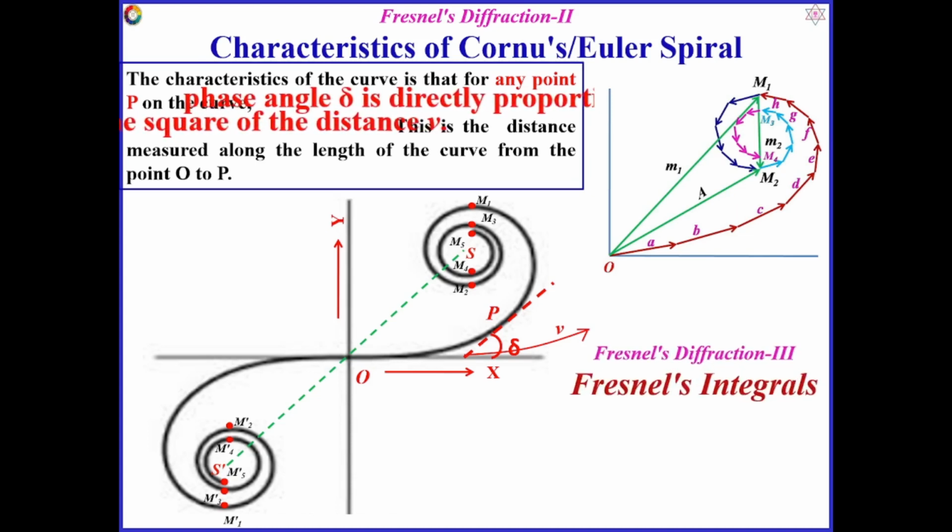In the next class, in video part 3, we are going to discuss Fresnel's integral. In this class we discussed the Cornu or Euler integral and how it is formed, in detail. To discuss the Fresnel integral, it is important to know how this length or phase angle is proportional to v square. This relation is required to derive the Fresnel integral, so in our next class we are going to discuss these things.